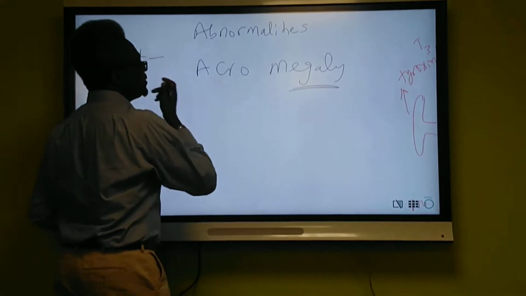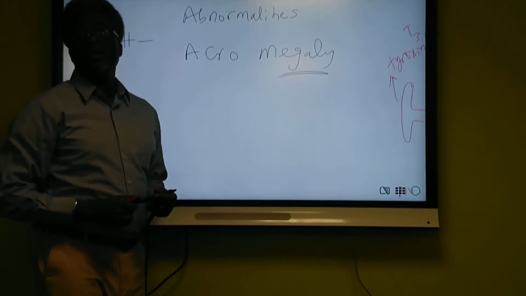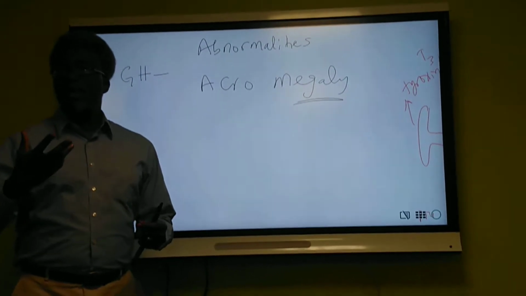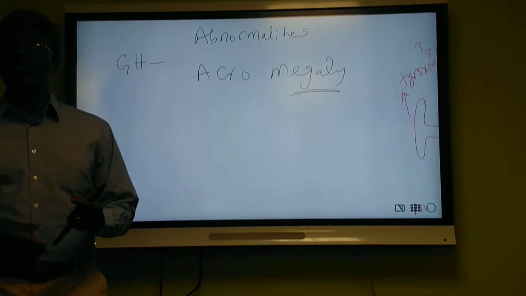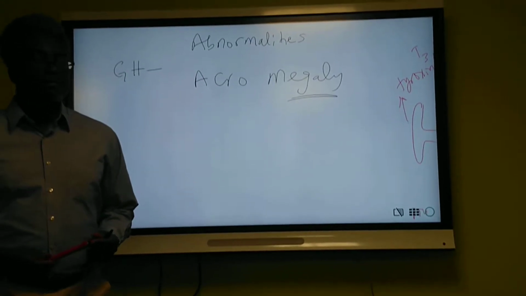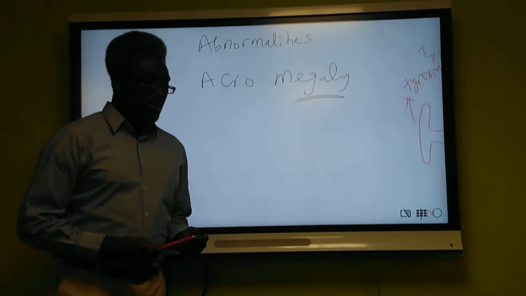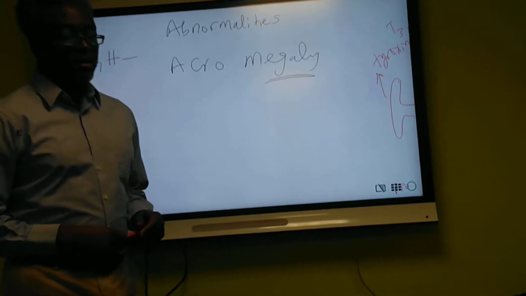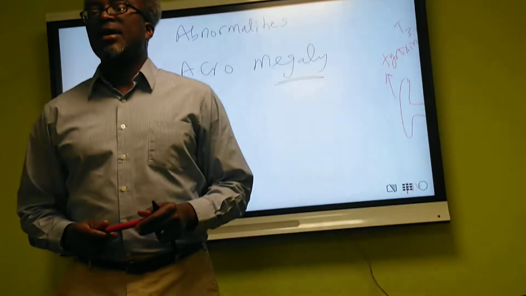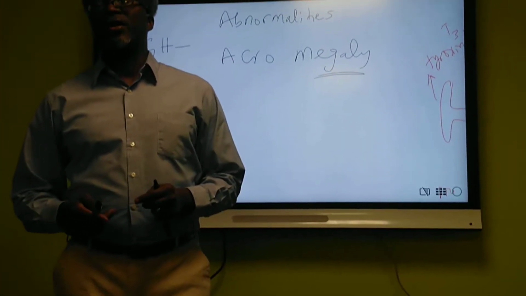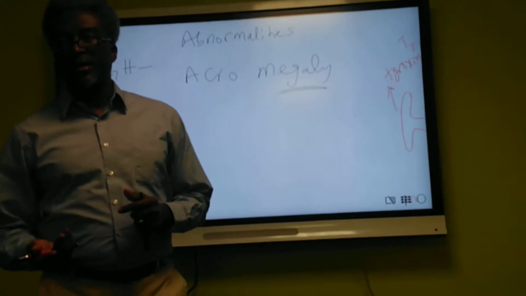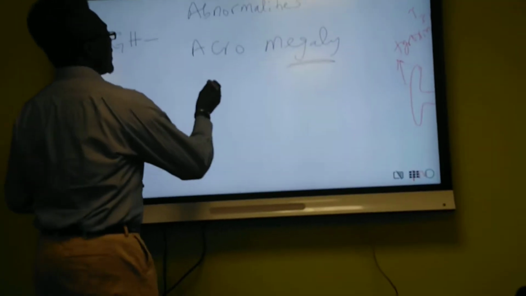Megaly means large, acro means extremities. So, their tongue will grow big, their hands will grow big, their feet will grow big. Now, it does occur, and in some women, it can occur after they've given birth to a child, especially if they are quite young. So that's acromegaly.